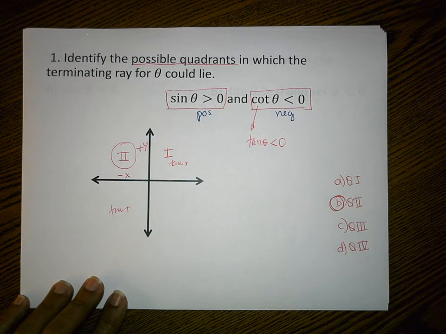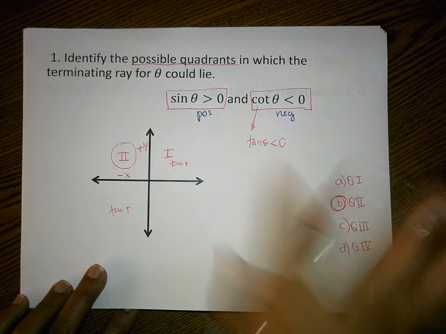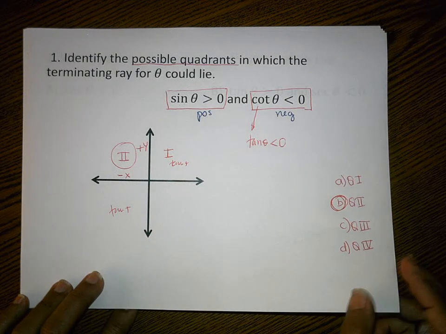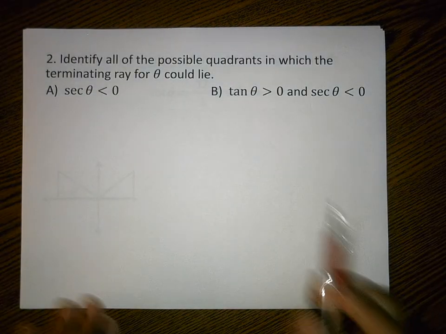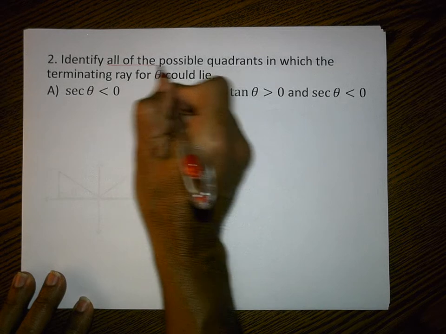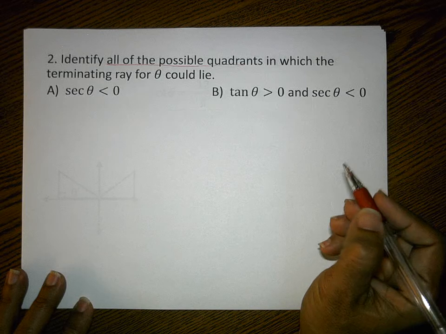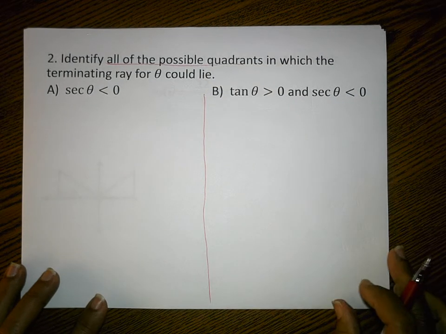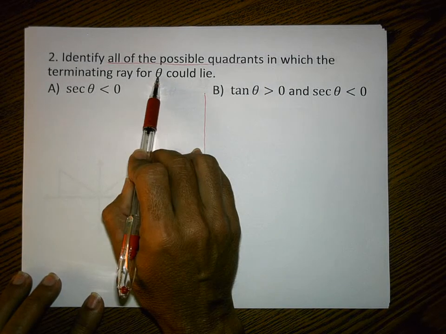Okay? So you have to put all this piece of information together, and it's kind of like a puzzle, okay? Sometimes we give you two restrictions, sometimes we give you only one restriction. So let's go ahead and practice a couple more times. Identify all the possible quadrants. All. Sometimes it's only one answer, sometimes it's two answers. So let's go ahead and do this. Let's identify all the possible quadrants in which the terminating ray of theta could lie.